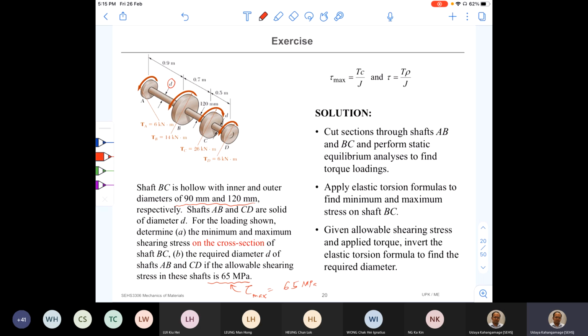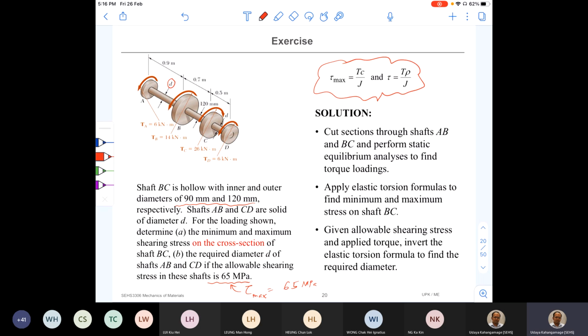That means it's a solid shaft. In a solid shaft, maximum shear stress is going to happen in the outer surface. Therefore, we should be able to find out that maximum shear stress using these equations. Same equation, only difference is the first one provides the maximum shear stress, and the second one, shear stress at any radial position.